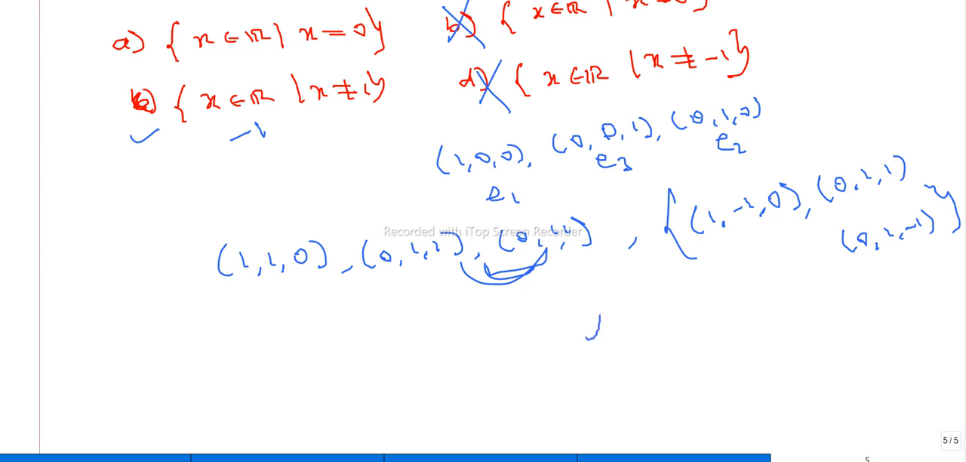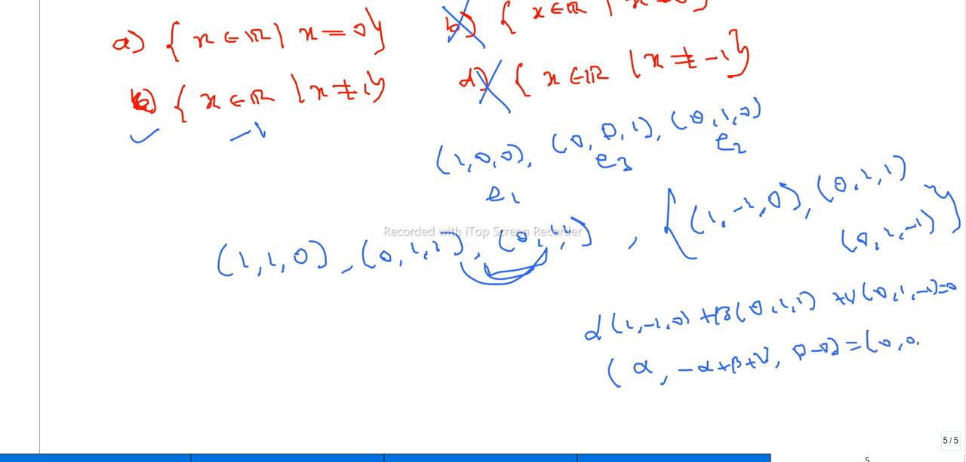So how to check? Alpha times (1, minus 1, 0) plus beta times (0, 1, 1) and gamma times (0, 1, minus 1) equal to 0. We have to show that alpha, beta, gamma should be 0. If you multiply by alpha and then sum everything, the first coordinate is alpha, the second coordinate is minus alpha plus beta plus gamma, and the last coordinate is beta minus gamma, which should be (0, 0, 0).